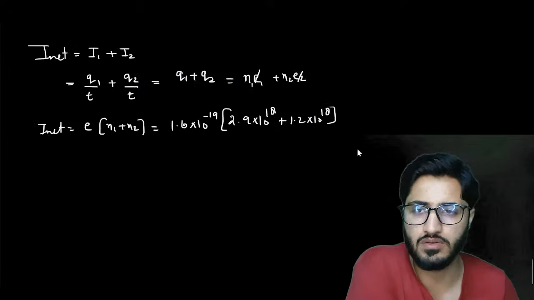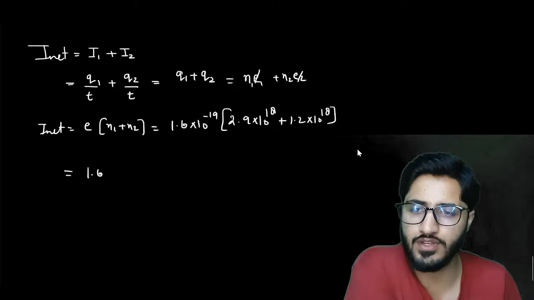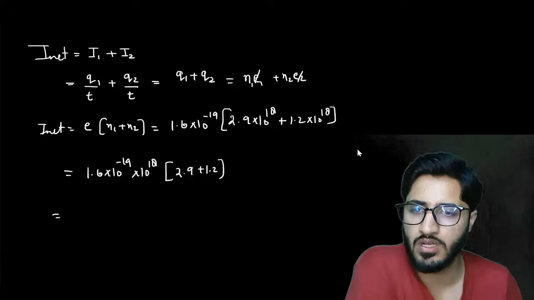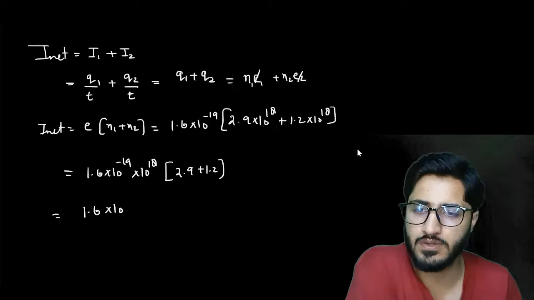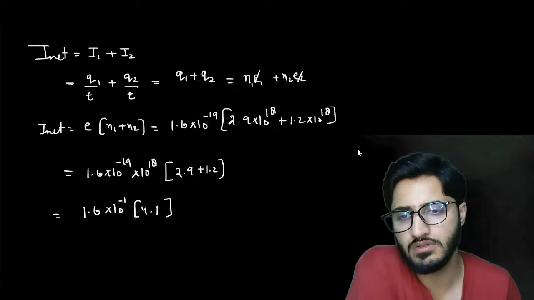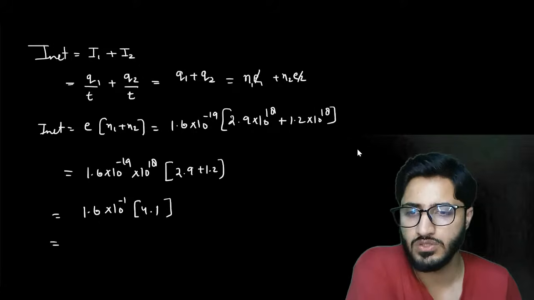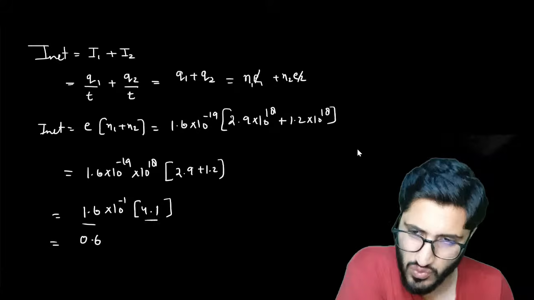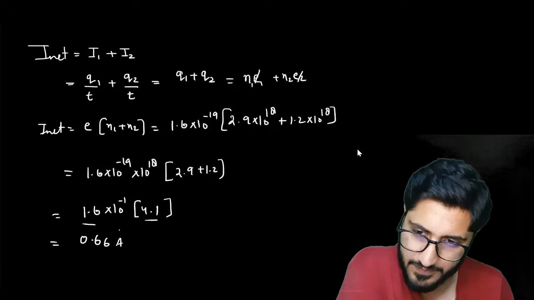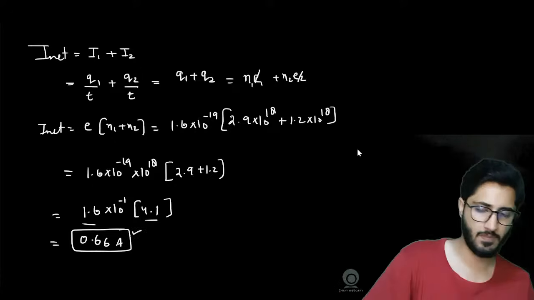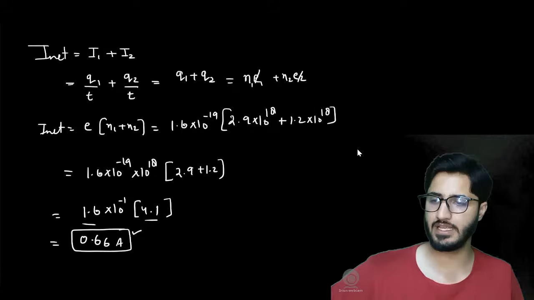Look now. 1.6 10 to the power minus 19. I will take 18 common, 10 to the power 18. Internally, we have 2.9 plus 1.2. It is 1.6 10 to the power minus 1. It is 4.1. So 1.6 into 4.1. I guess my answer is 0.66 ampere. This one is my answer.